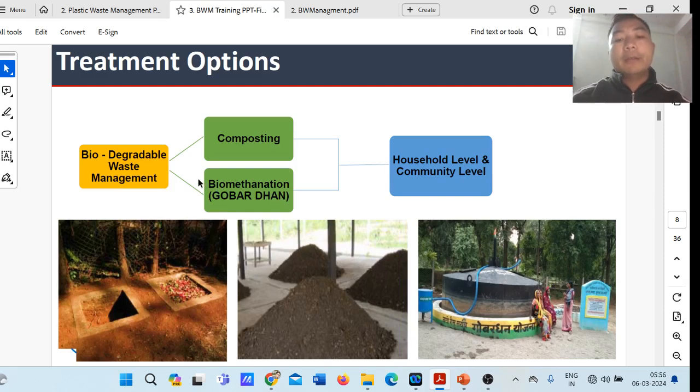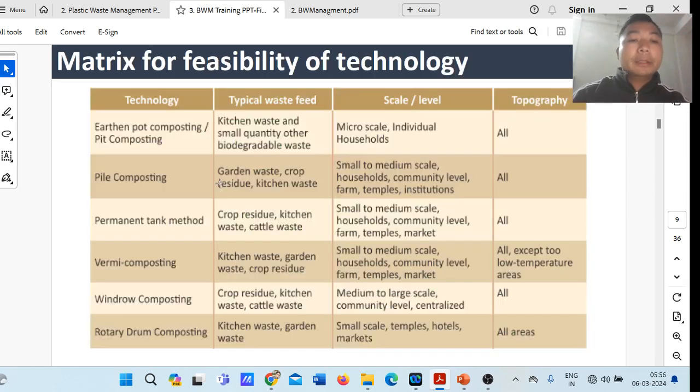If you have five or six households, you can make community level collection, and you can even start the biogas process. Even the government has started one scheme, the biogas scheme. So these are some of the feasible methods.